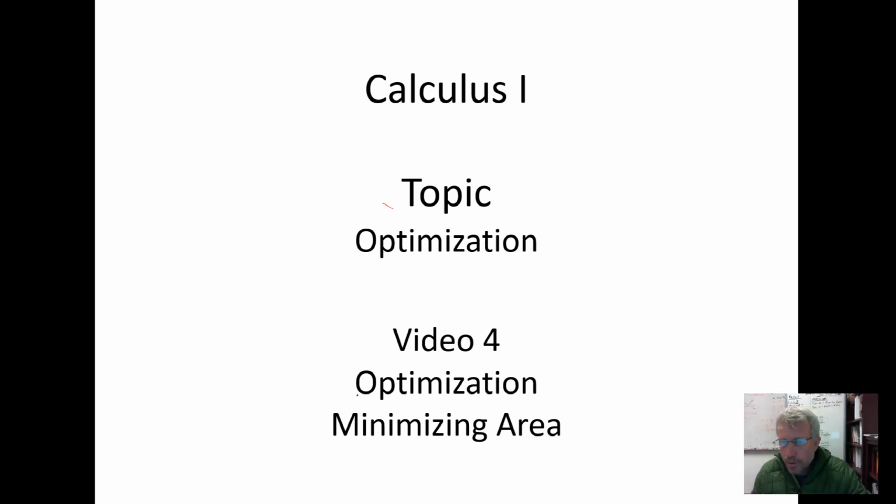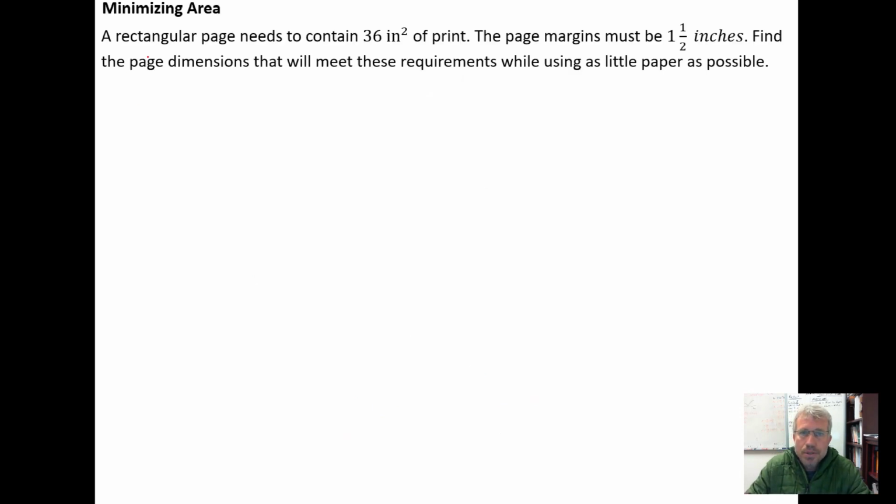So in this problem, we're going to look at an optimization problem where we use calculus to minimize an area. This example says a rectangular page needs to contain 36 square inches of print. So that's the written content. So 36 square inches of print. The page margins must be 1.5 inches. Find the page dimensions that meet those requirements, but use as little paper as possible.